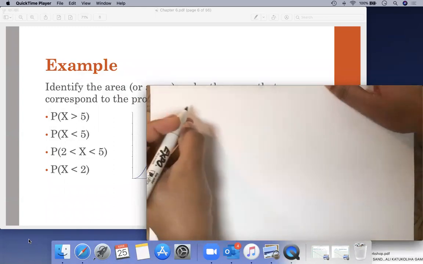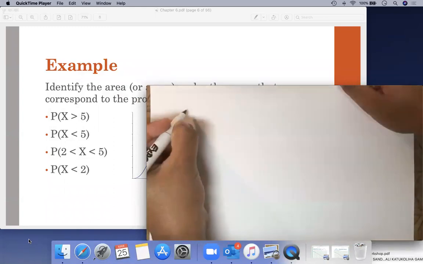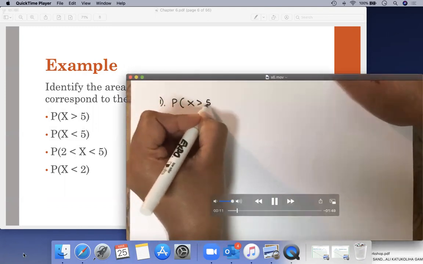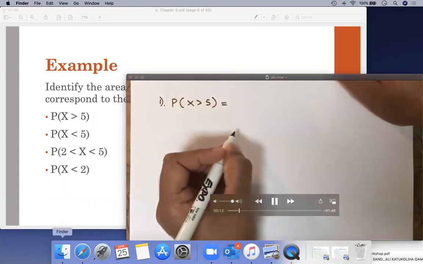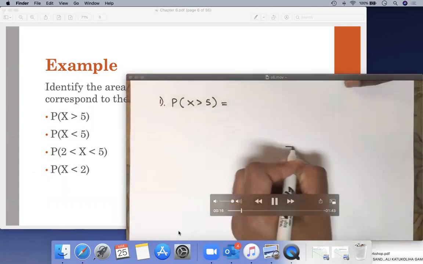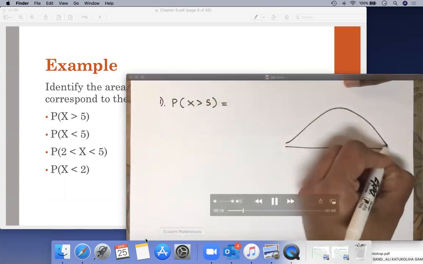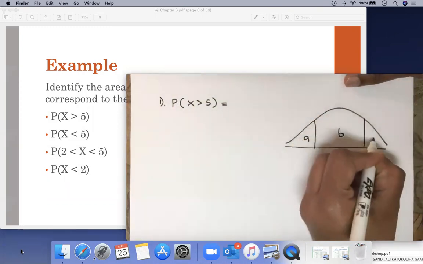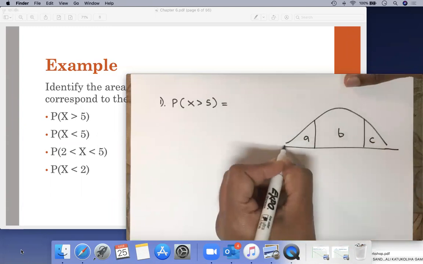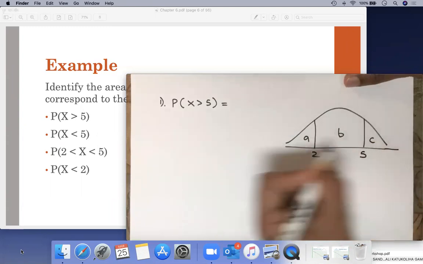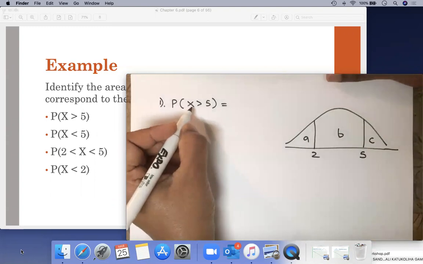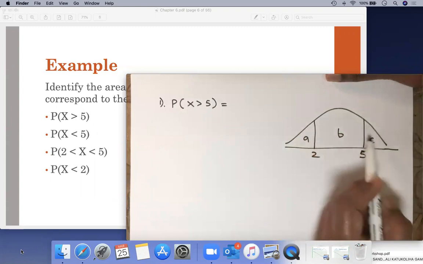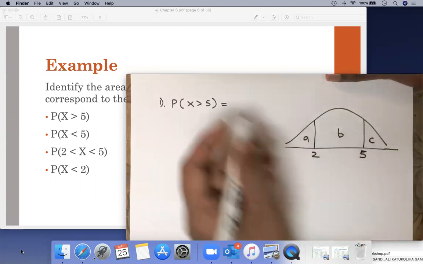For the first one, you want the probability of x greater than 5. What is the corresponding area? So I will draw the curve here. Here the area is a, here it's b, here it's c, here 2, 5. So the probability of x values greater than 5. You have to find the value of the area greater than 5. So it will be c.